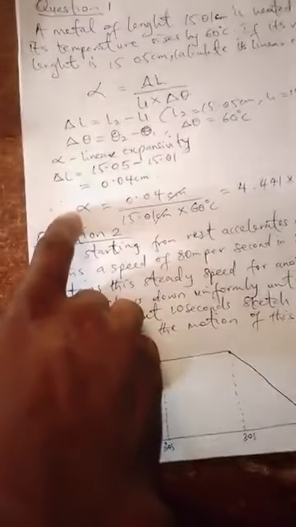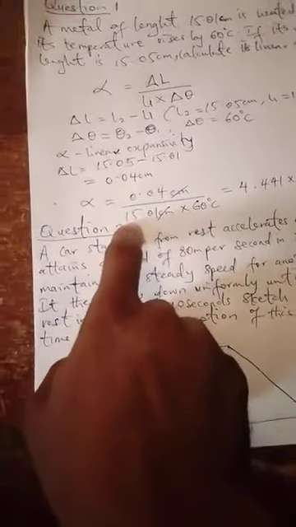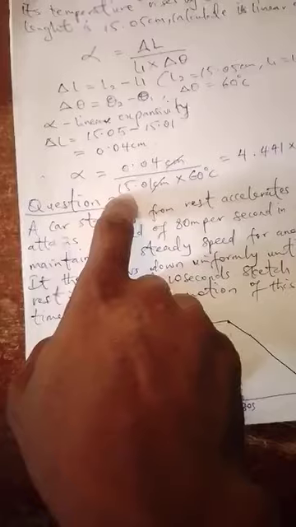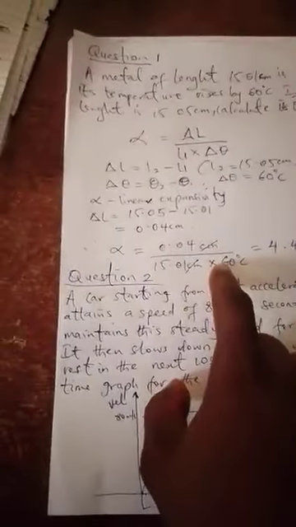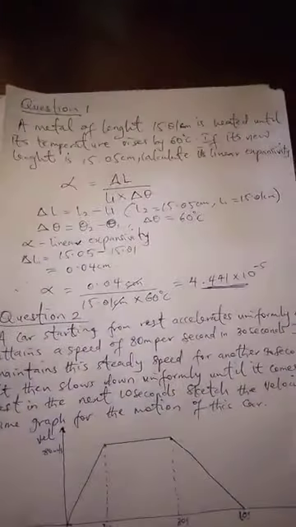Linear expansivity will then be equal to 0.04, the change in length, all over the initial length, which is 15.01 centimeter, multiplied by 60 degrees Celsius. If you do your calculation, it gives us 4.441 times 10 raised to power minus 5 as the final answer for the linear expansivity of that metal. I hope that is clear enough.